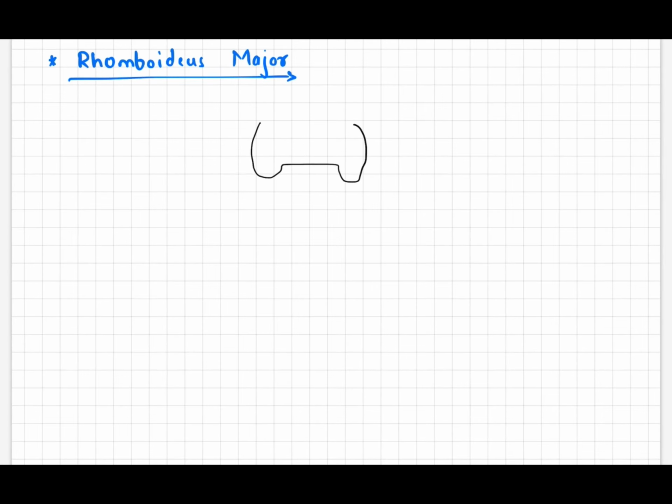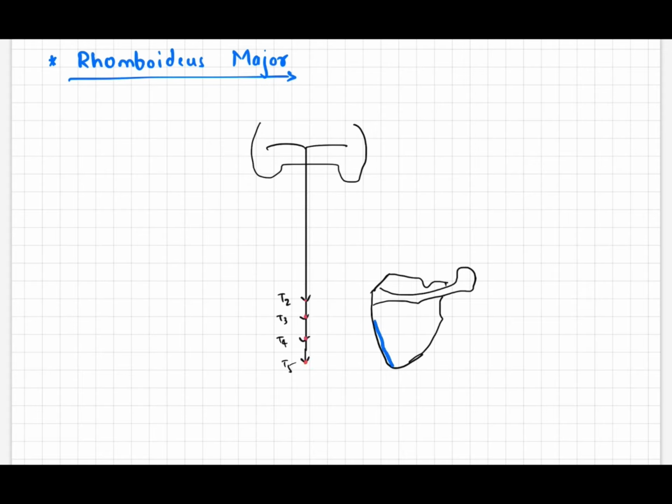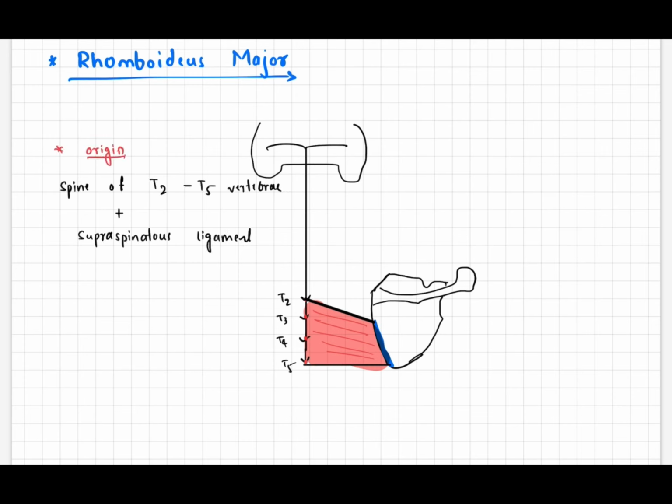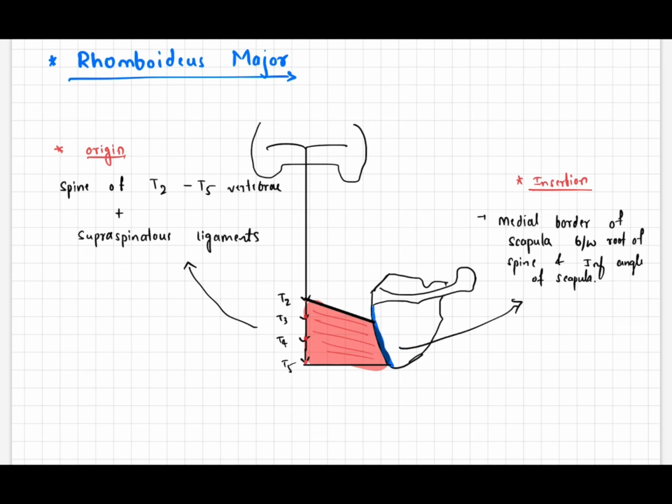Rhomboid major muscle. Origin of the muscle. It is from the spines of T2 to T5 vertebrae and supraspinous ligament. Insertion. It is inserted into the medial border of the scapula between the root of the spine and the inferior angle of the scapula.